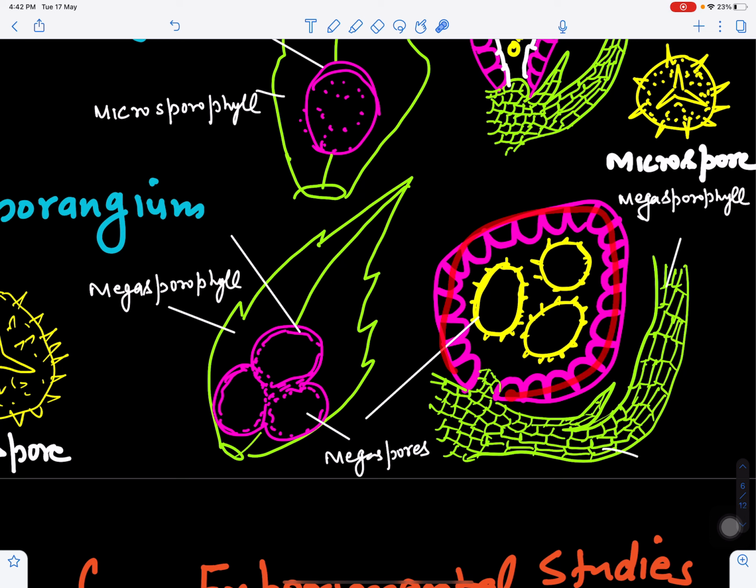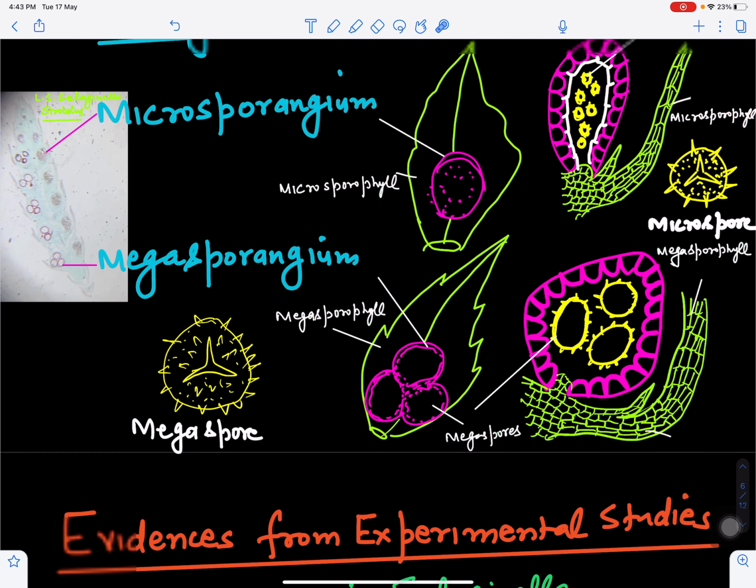This is the wall of the megasporangium. तो यहाँ पे 3 हमें नज़र आ रहे हैं मेगास्पोर्स. एक इसका दूसरी तरफ होगा, तो ऑलमोस्ट 4 मेगास्पोर्स होते हैं. तो ये जो लीफ है, this is bearing the megasporangium, this is called megasporophyll. और ये जो स्पोर्स हैं इसके, these are called megaspores.